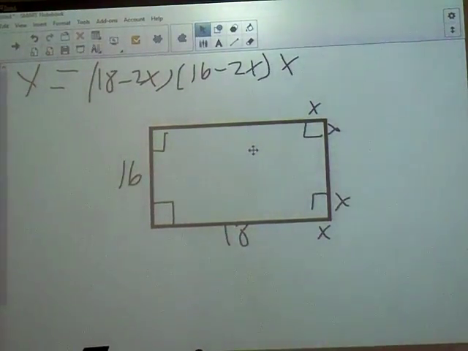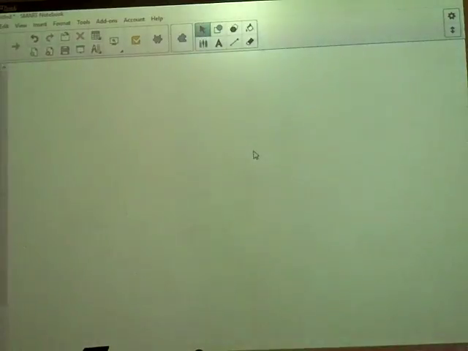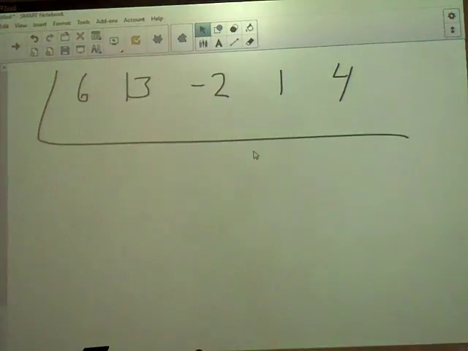Alright, 15 is another yes or no. Yes if we get a 0 in the remainder, no if we don't. So let me set that up. I got 6x to the 4th, 13x cubed, negative 2x squared, 1x and a 4th. It says x plus 2, which means I'm putting a negative 2 out there. Drop my 6. 6 times negative 2 is negative 12.